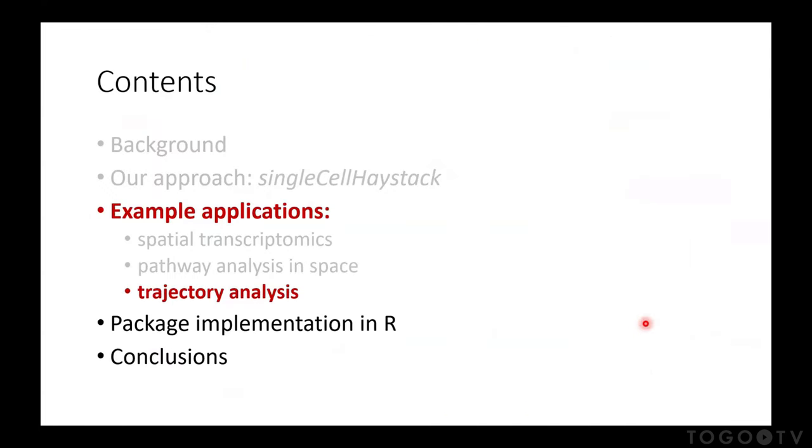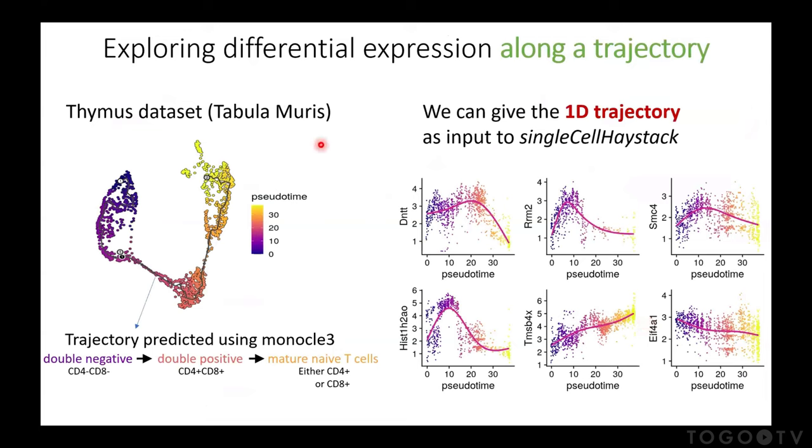And then our last one is trajectory analysis. Our method can accept 10D input or 50D input or 2D input, but also a 1D input. For example, what people often do is they want to predict a trajectory, like differentiation trajectory, in some single cell data set. This is one example in thymus. These are double negative T cells, and then double positive T cells, and then mature T cells. Some methods can predict this trajectory. And then for every cell, we can get its position along this 1D path. We call it pseudotime.